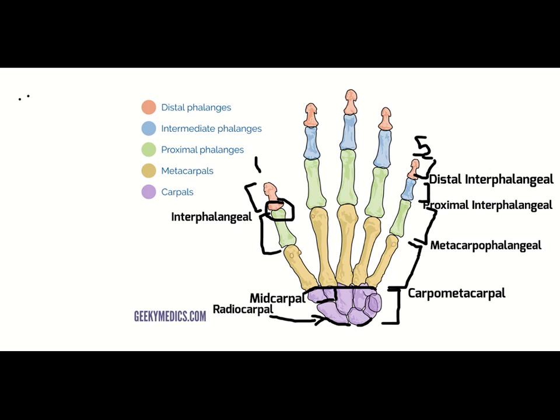We have three kind of areas within each of the phalanxes and the metacarpals. So the most proximal portion of the bone is called the base, the middle section is called the shaft, and the most distal portion is called the head. And that's the same for each of the metacarpals and every phalanx.